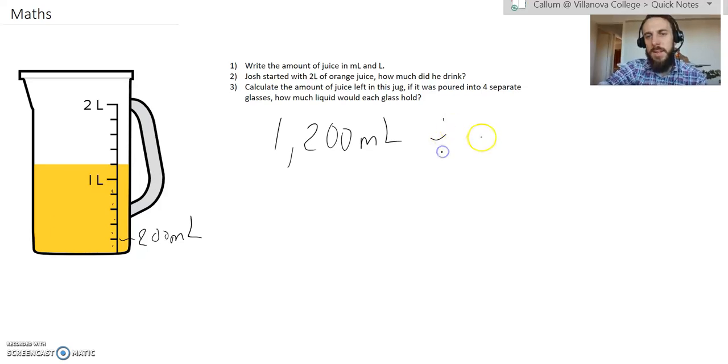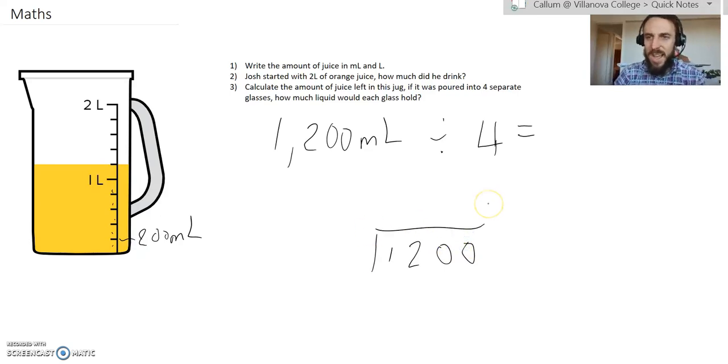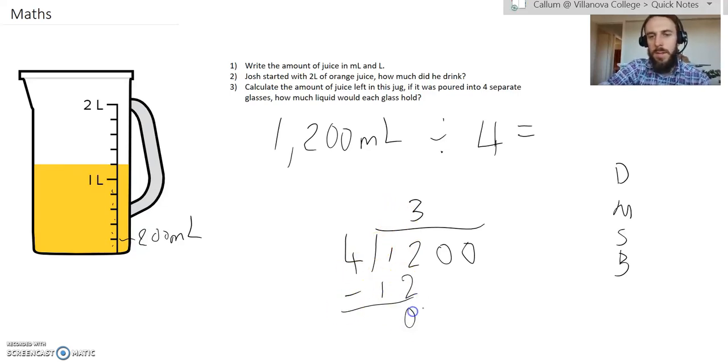Now, if that's being poured into 4 separate glasses, how much liquid would each glass hold? So I'm going to write my number sentence at the top to show that I know what to do. 1,200 divided by 4. And for my working out, I think I'm going to put it into an algorithm. It doesn't say whether I need to do long division or not, but you know me, I love long division. So I'm going to do long division divided by 4, and I'm going to do my DMSB. 1 into 4 will not go, so now I'm working with 12. 12 divided by 4 is 3. 3 times 4 is 12. 12 take 12 is 0.